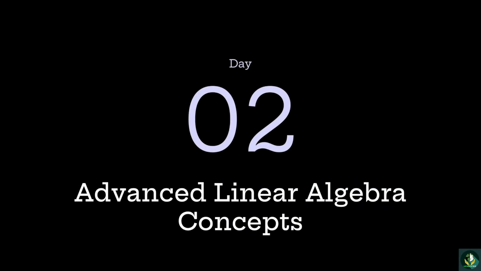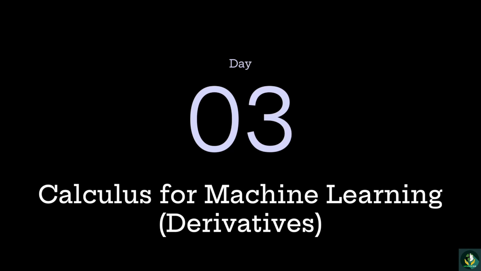So just to recap, today we learned advanced linear algebra concepts including determinants, matrix inverses, eigenvalues, eigenvectors, and matrix decomposition. These concepts are foundational for understanding data transformation and dimensionality reduction techniques in AI. So if you had any issues or problems, let me know. Day 3.